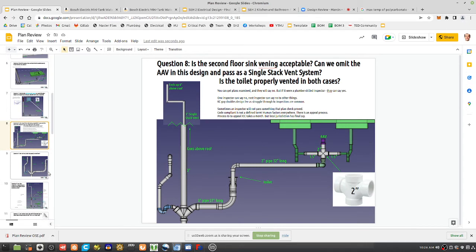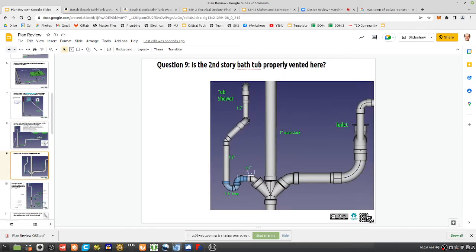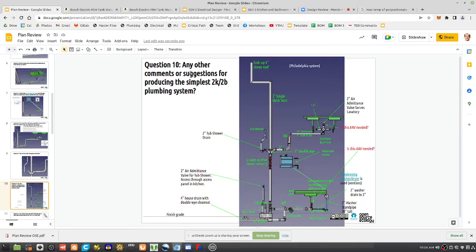So let's move on to question number 9. Okay, that was a mouthful. Is the bathtub properly vented here? I'm actually thinking there's absolutely no problem, because this is a dry vent above that, and we're just following the code. 1.5 will do, right? I think you're going to be fine. Okay, I think we can skip that one then.